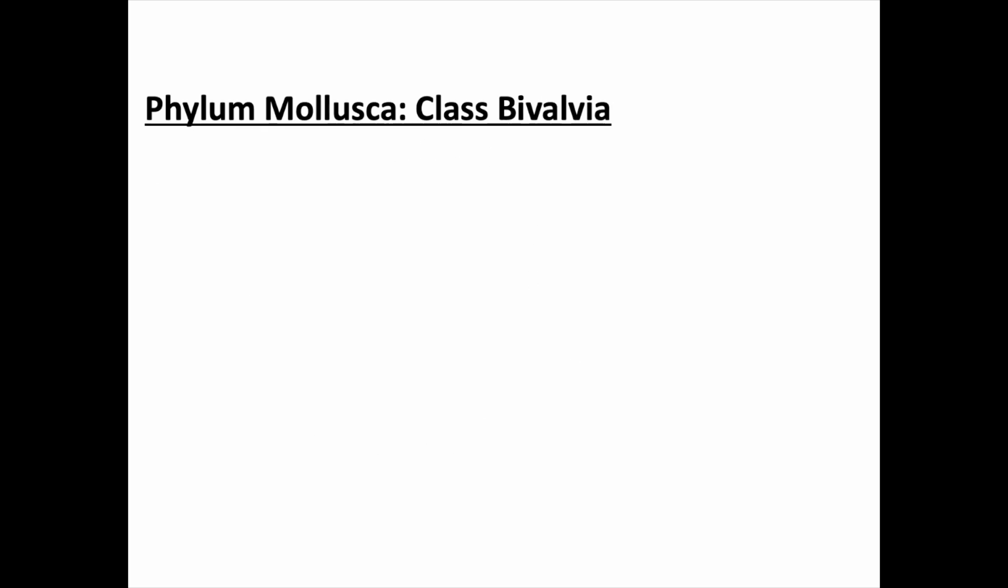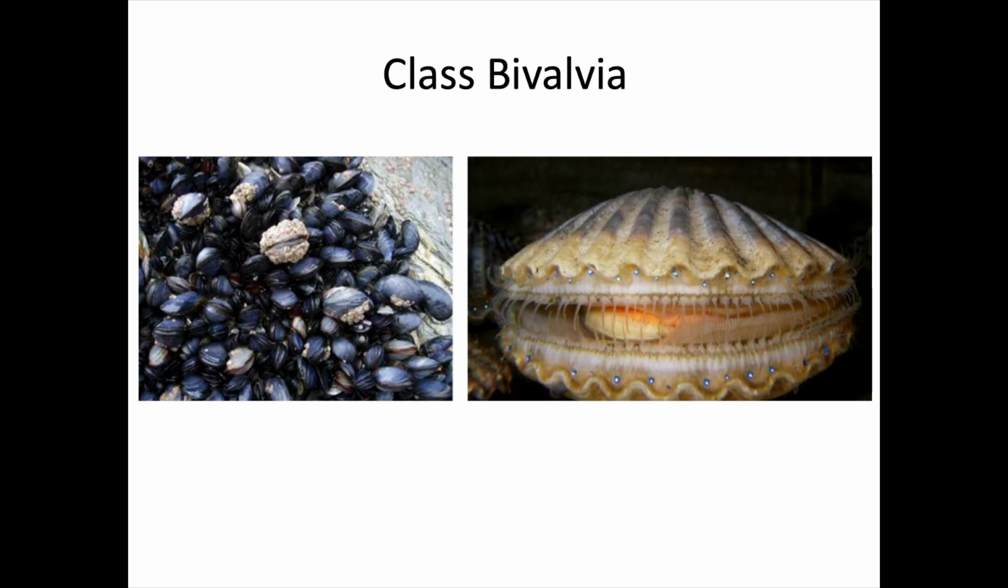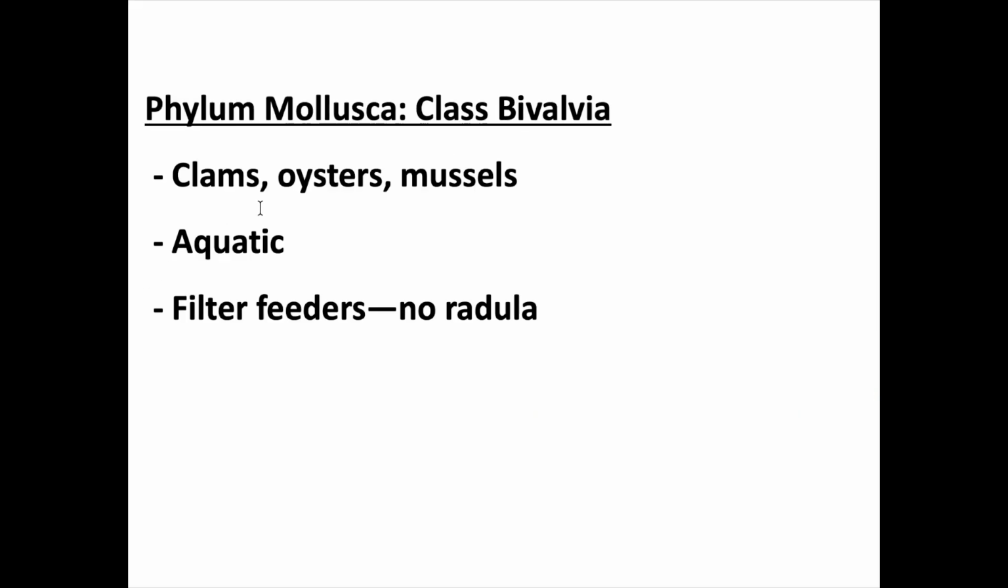Up next, we've got class Bivalvia. Bivalves include clams, oysters, mussels, also scallops, geoducks, shipworms, but I think I'm just saying clams, oysters, and mussels. They're aquatic. And once again, we've got filter feeders. So, not the first and not the last filter feeder we're going to look at. And because they're filtering particles from the water, they don't have radula to scrape up food. They're just filtering it out.